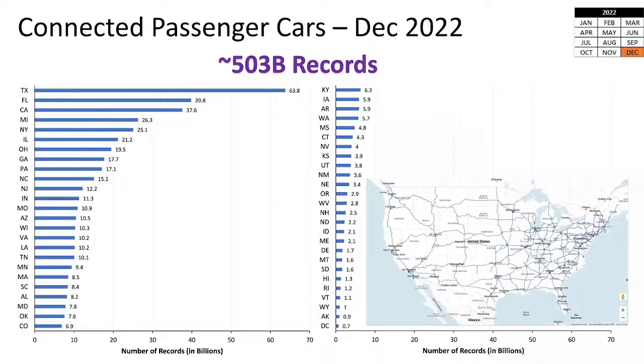To show the nationwide volume, so we've done this study for August and December, but I wanted to show the latest numbers. So for December 2022, the nationwide data set included 503 billion records, about the same number for August, a little lower, because as we know, connected vehicle data penetration increases every single day. And unsurprisingly, Texas, Florida, California, New York are the top four states with connected vehicle data.